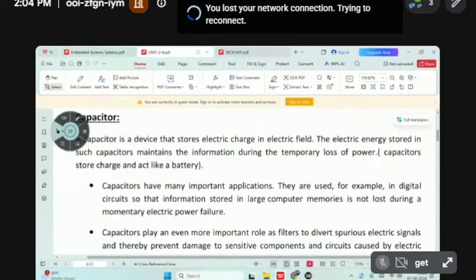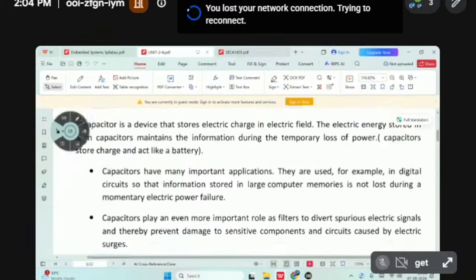In many applications we can use capacitors. So in embedded systems, as well as in fans, as well as in filter applications, we can use this type of capacitors. Try to read the first sentence.